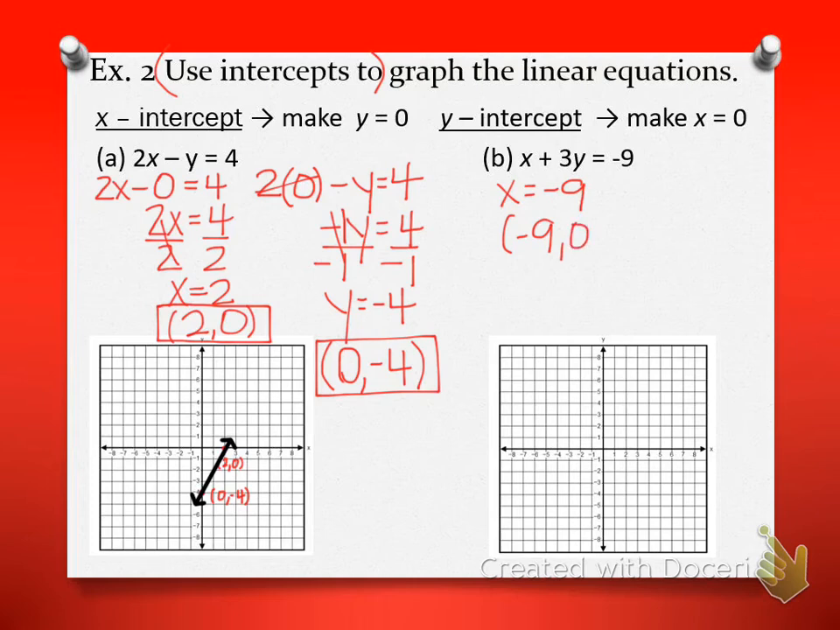Negative 9, 0. All right, very good. Now let's do it again. This time we need the y-intercept. So which variable do we need to go away? Cover up the x with your hand or with your finger, and what are you left with?